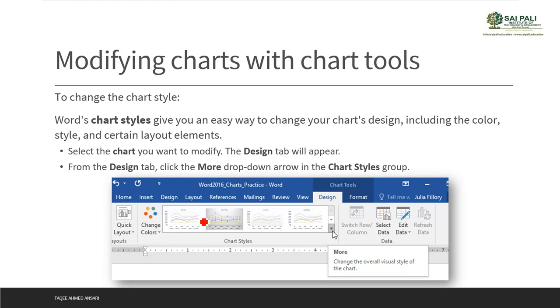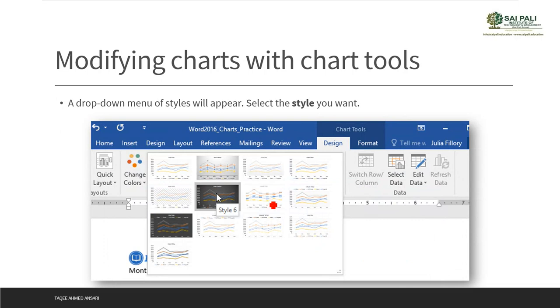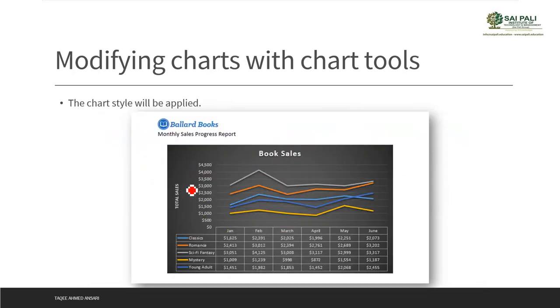So if you want to change the style, you select the chart, go to the design tab, and here you have chart styles, and from there you have some defined styles. So you can choose from there, or otherwise if you want more, then you click on this more command to open this drop down menu, and from the drop down menu you can select different kinds of charts, and when you select it, the chart will change according to your selection.